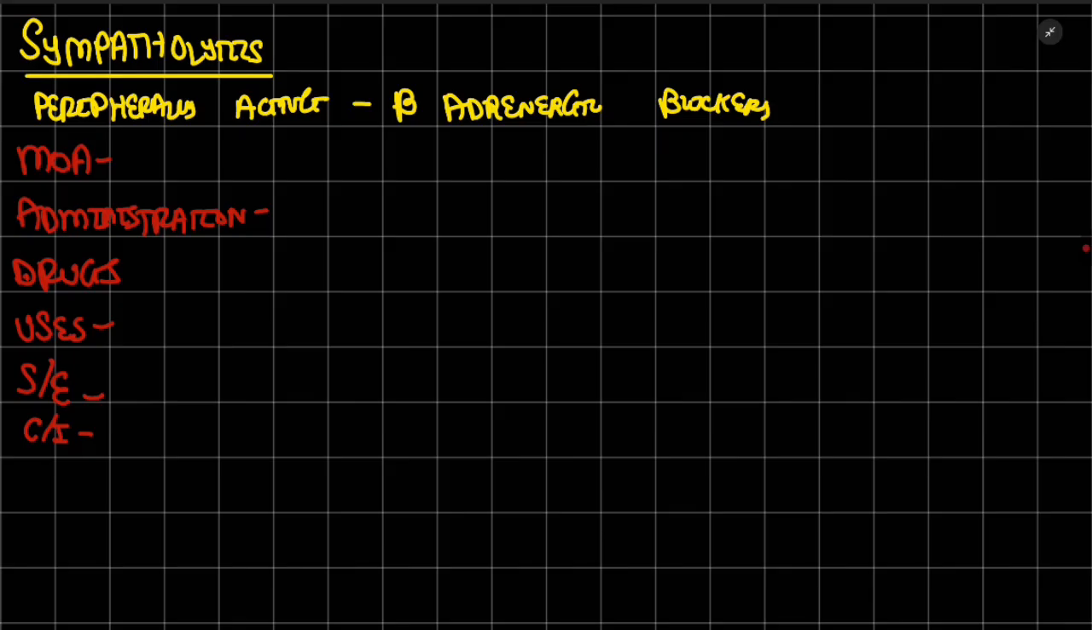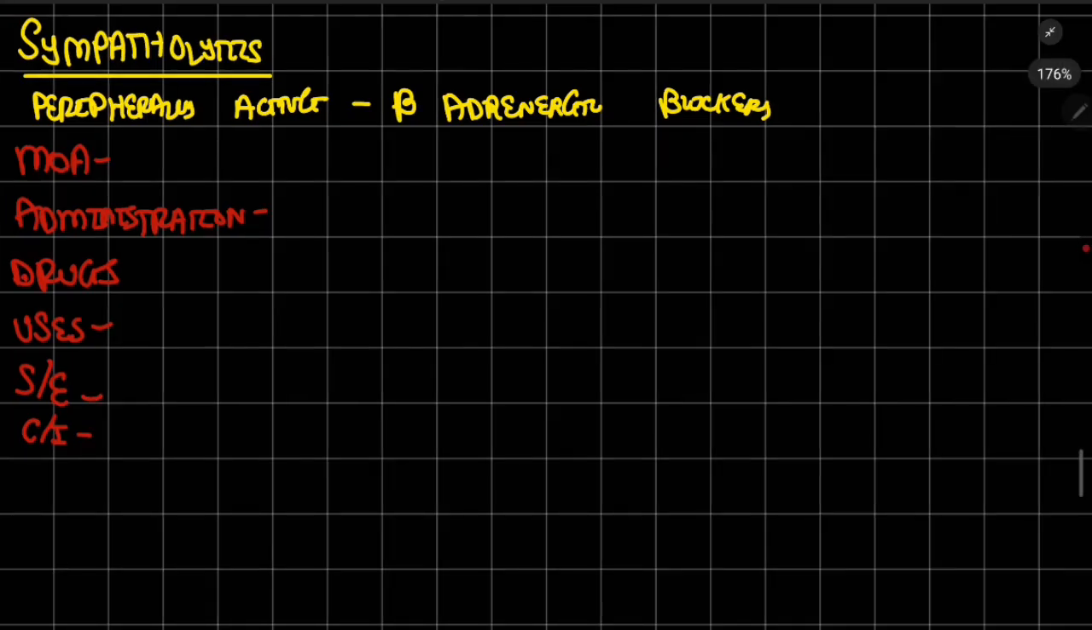Now, what is the mechanism of action? So we have selective beta blockers and non-selective beta blockers. Selective beta blockers block only beta 1, and non-selective block beta 1 and beta 2. Now tell me, where are the beta 1 and beta 2 receptors? Beta 1 receptors are on the kidney and heart, and beta 2 receptors are on the smooth muscle, liver, and skeletal muscles.